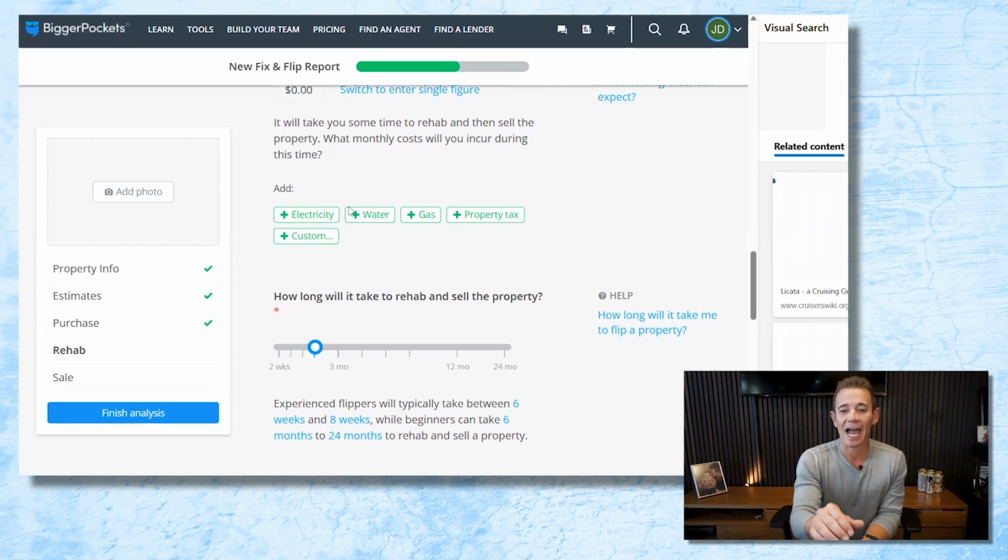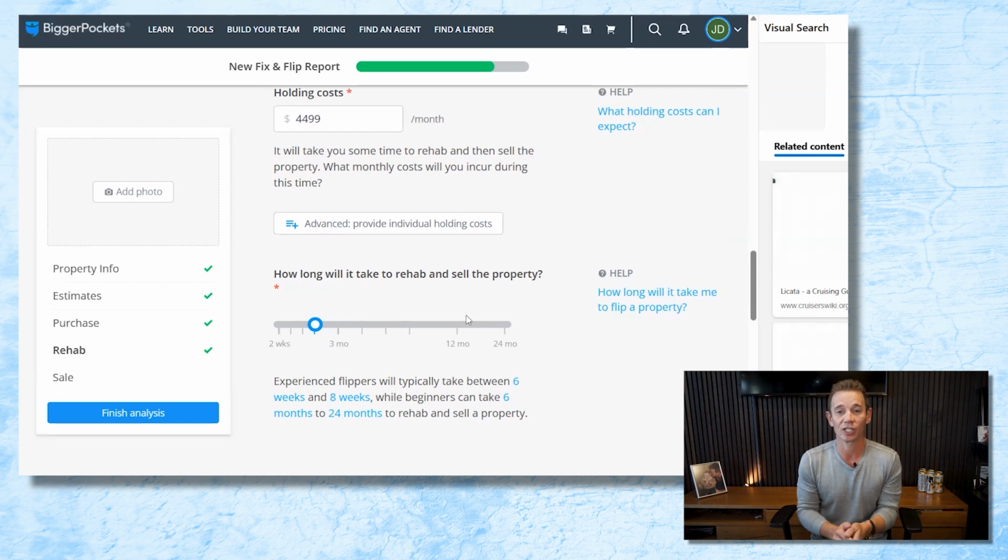The next is how long will it take to rehab and sell your property? This is your timeline on the deal. The reason that matters is every month that goes by, $4,500 in profit is going to come off the deal. In addition to, it's going to help you calculate the annualized cash-on-cash return.